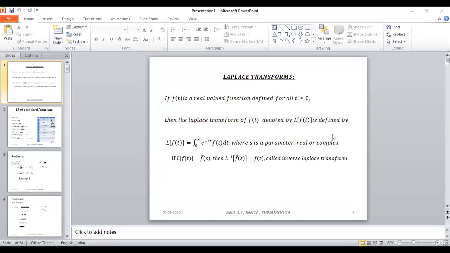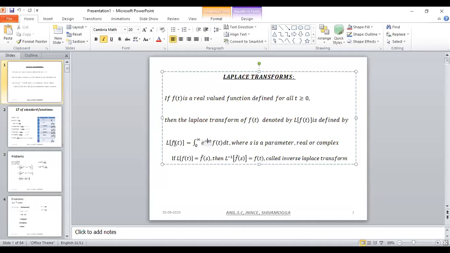Yesterday I gave you the definition of Laplace transformations. If f of t is any real valued function defined for all t greater than or equal to 0, that means t takes values from 0 to infinity, and f of t is real for all such t. For such an f of t, the Laplace transform is denoted by L of f of t and given by the integral from 0 to infinity of e power minus st into f of t dt, where s is the parameter.